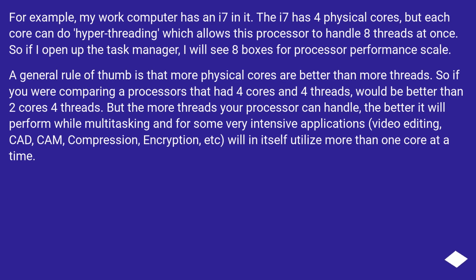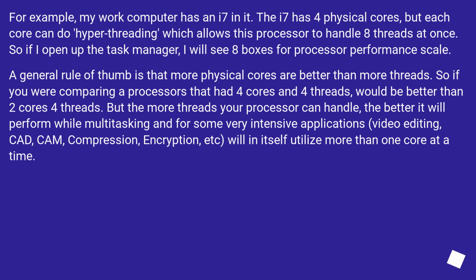For example, my work computer has an i7 in it. The i7 has 4 physical cores, but each core can do hyperthreading, which allows this processor to handle 8 threads at once. So if I open up the task manager, I will see 8 boxes for processor performance scale.